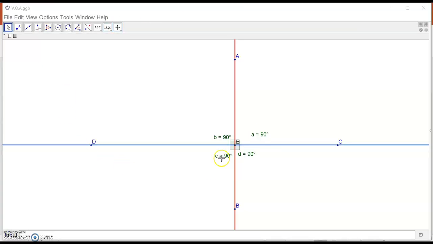On the screen you can see there are two lines, line AB and line CD, which are intersecting each other at point E. The angles formed here are A equal to 90 degrees, B also 90, C also 90, D also 90. That means these two lines are perpendicular to each other. Now see what happens when I move the lines, children.